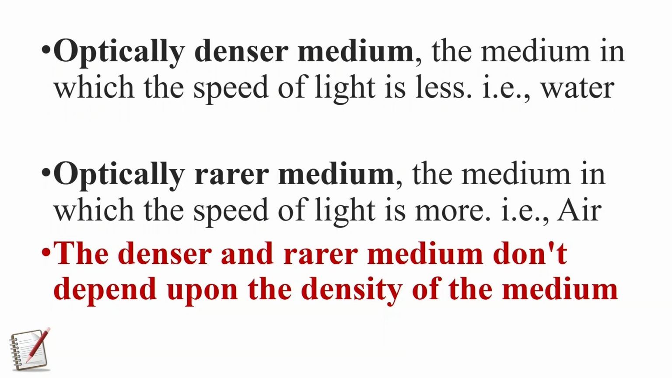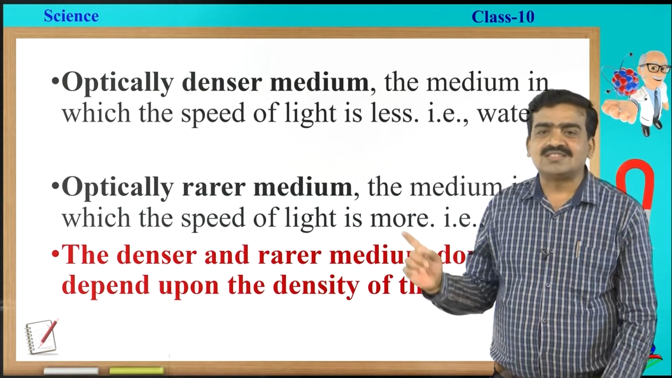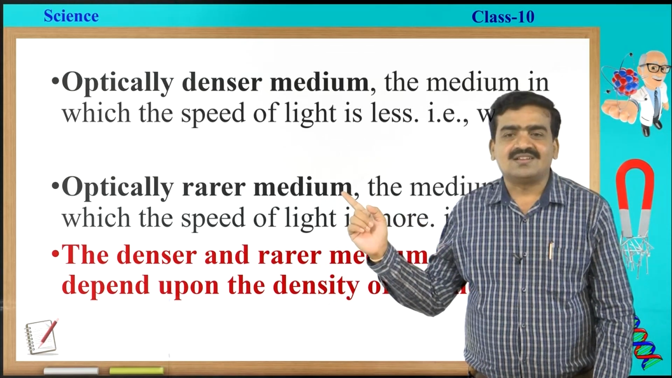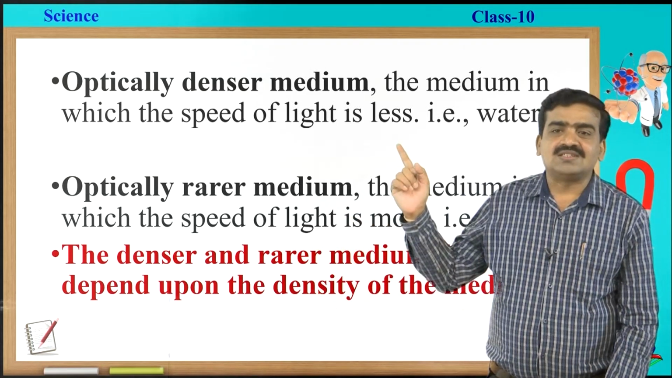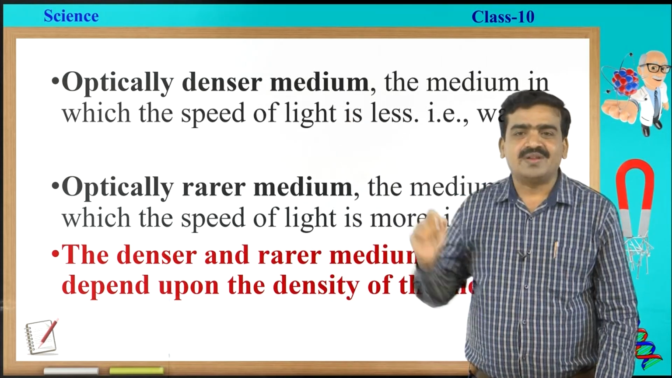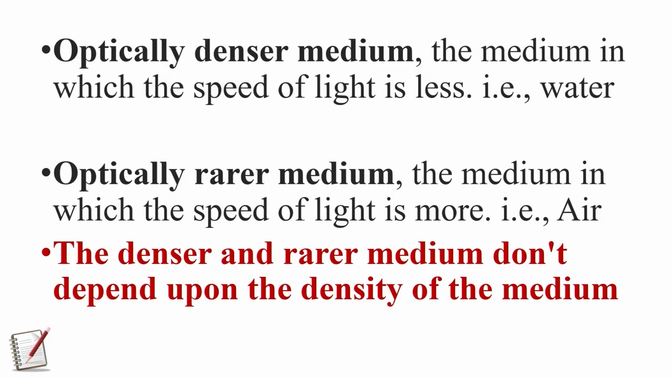That means between air and water, the velocity of light is more in air, that is why air is called the rarer medium, and the velocity of light is lesser in water, that is why it is the denser medium. And you also note that denser and rarer medium do not depend upon the density of the medium, it only depends upon the velocity of the light.